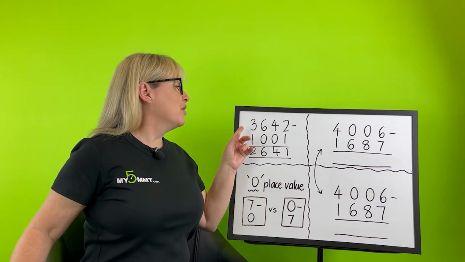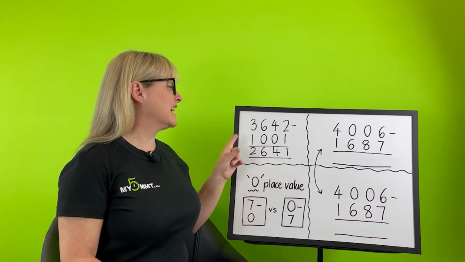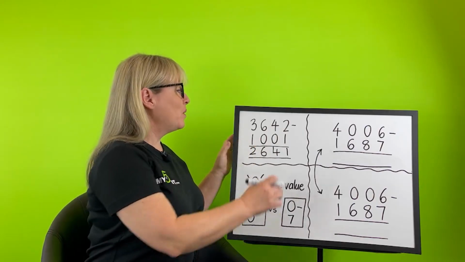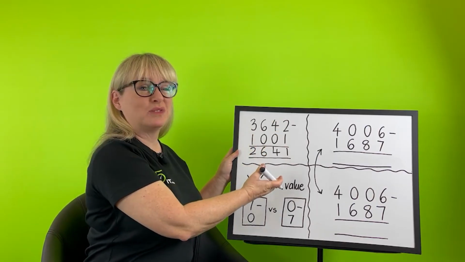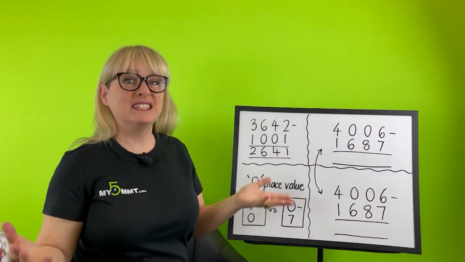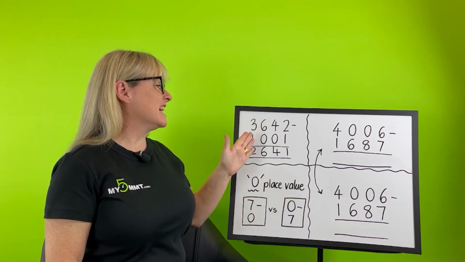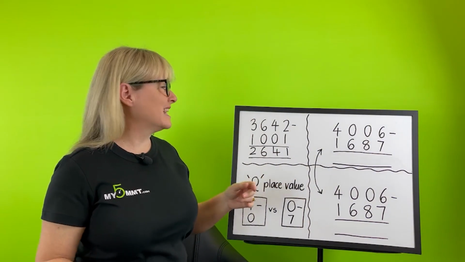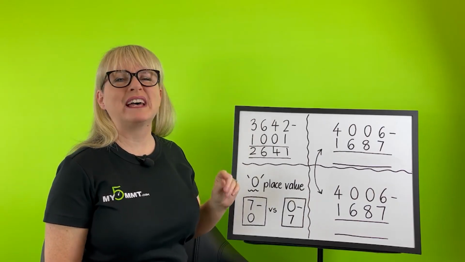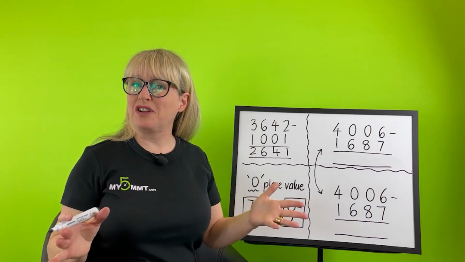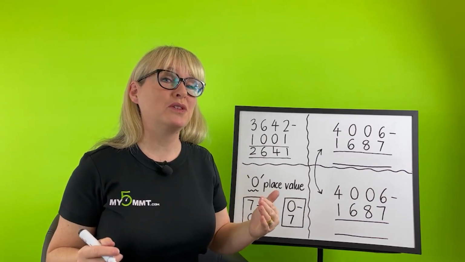For example, 3,642 taking away 1,001. Well, I've said 2 take away 1 is just 1. 4 tens take away 0 is still 4. 600 take away 0 is still 600, and 3,000 take away 1,000 is 2,000. That's not a problem because my number on the top was bigger.